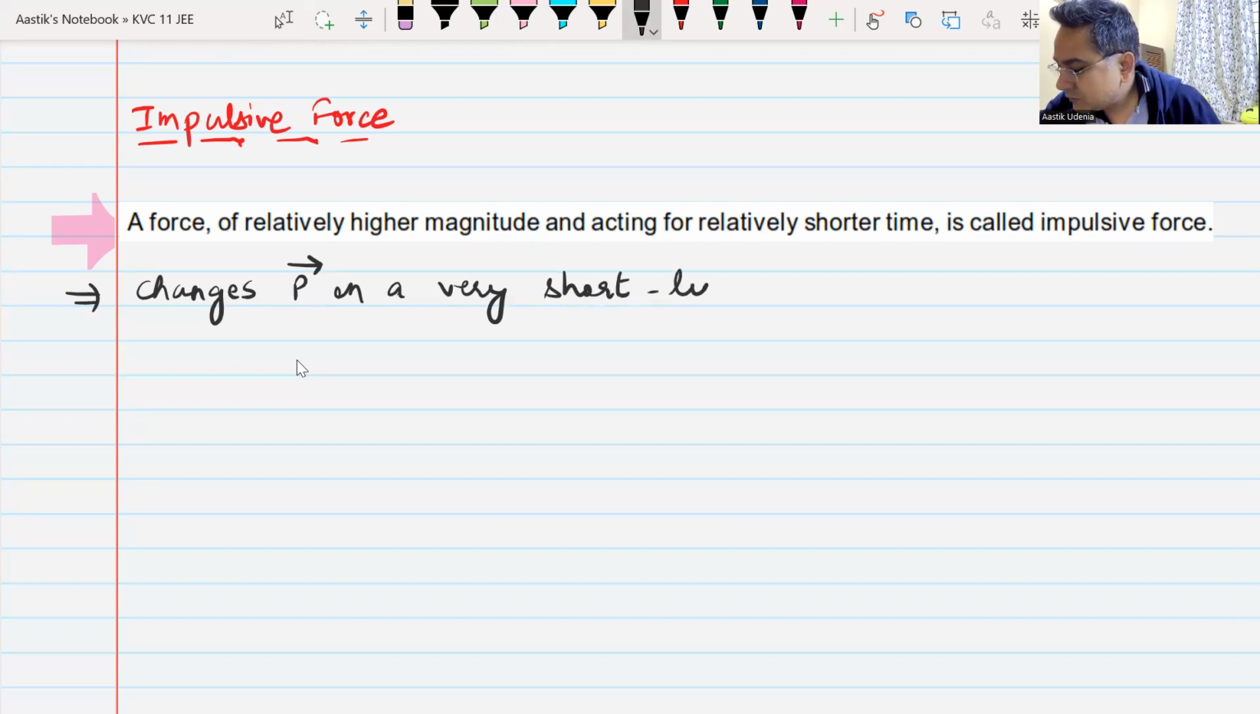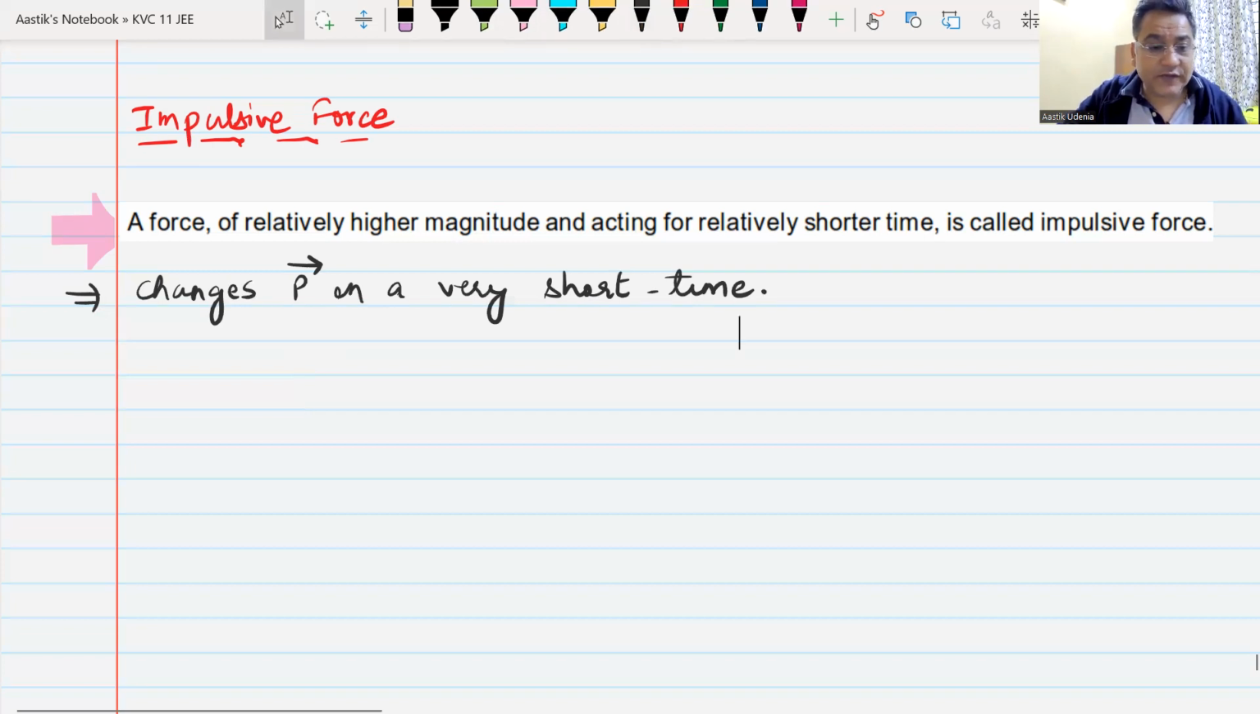Now remember, this is just a term that we have created. If you say all forces are impulsive, there is no boundary between what is an impulsive force and what is a non-impulsive force. But from now onwards, whenever we use the term impulsive force, we will imply only those forces which are of very large magnitude and acting for a very short interval of time. We will call those forces impulsive forces.